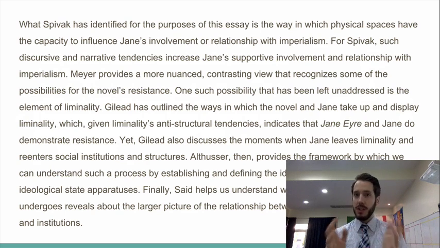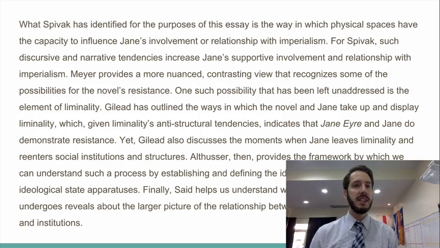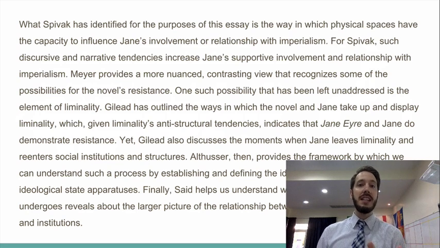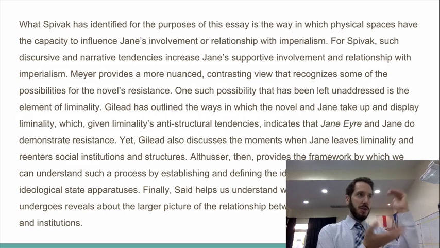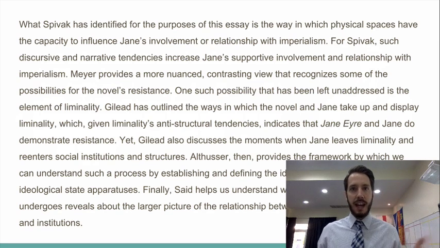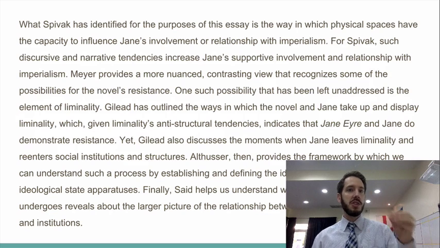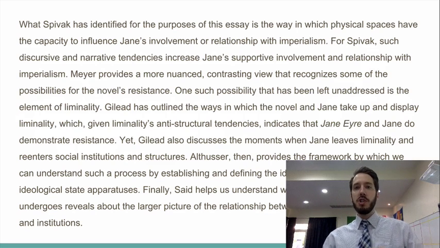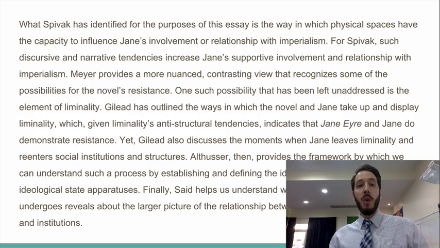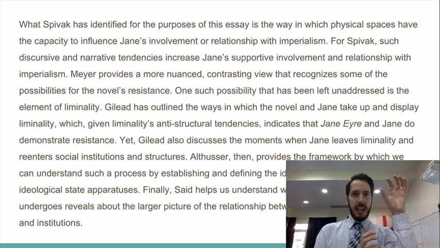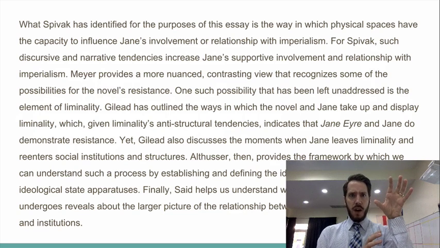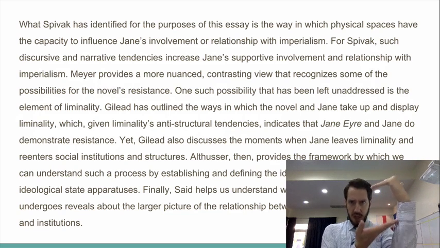What Spivak, which is an author for one of their sources, has identified for the purposes of this essay is the way in which physical spaces have the capacity to influence Jane's, who's a character in Jane Eyre, involvement or relationship with imperialism. So again, she would have introduced the evidence, and she's extending it out with analysis here. For Spivak, such discursive and narrative tendencies increase Jane's supportive involvement and relationship with imperialism. So again, looking at physical spaces, Jane's involvement in imperialism, just keep that here.